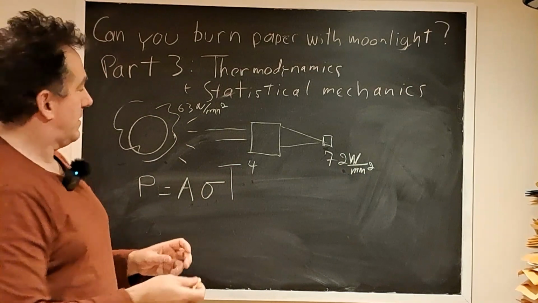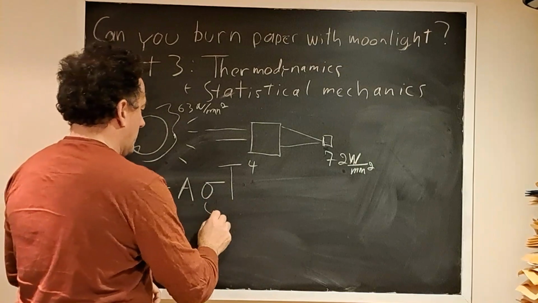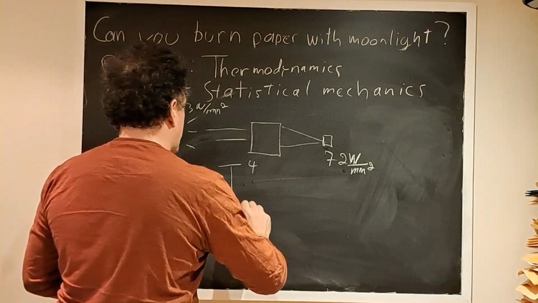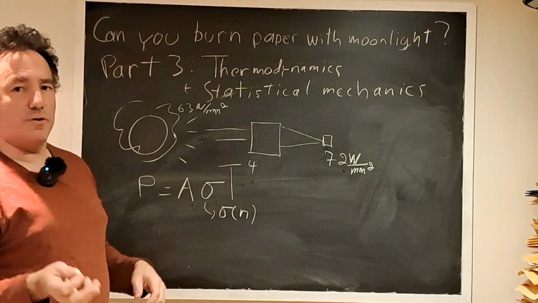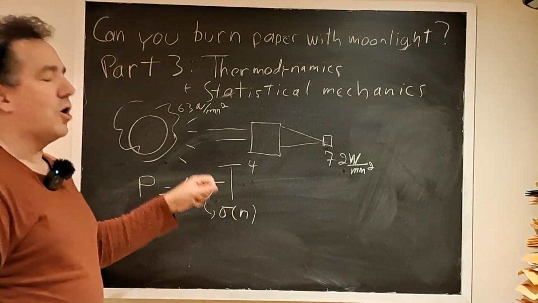But the trick is that some very little known fact is that this constant here depends on the index of refraction. And how does it depend on the index of refraction? It depends on the index of refraction because it depends on the speed of light.